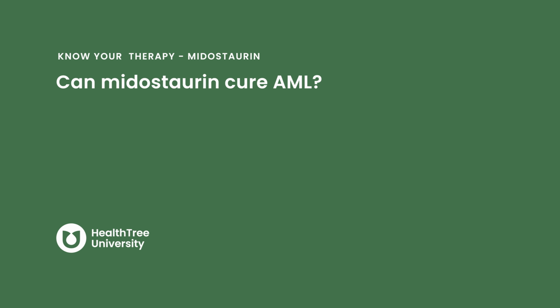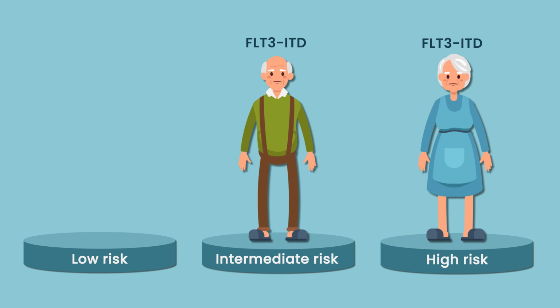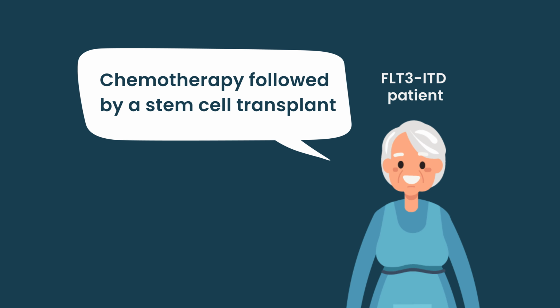Can midostaurin cure AML? So, midostaurin can help in curing AML for a subset of patients. Now, how is that? So patients with FLT3 ITD mutation are considered more intermediate to high risk patients. So we know that perhaps chemo by itself isn't sufficient to keep them in remission for a long time, and most of these patients would benefit from consolidation with a stem cell transplant down the line.